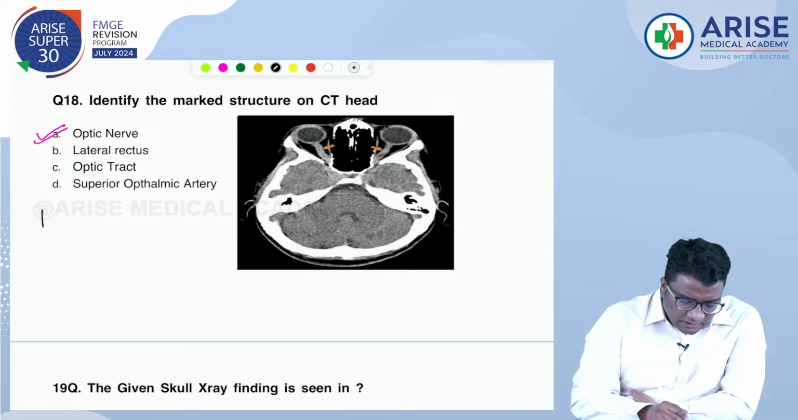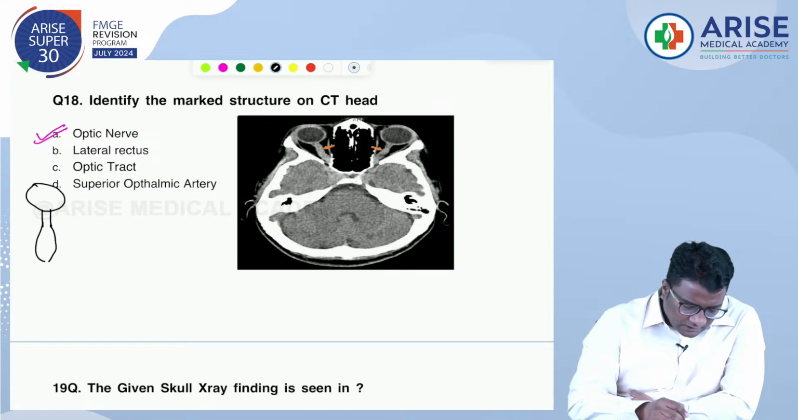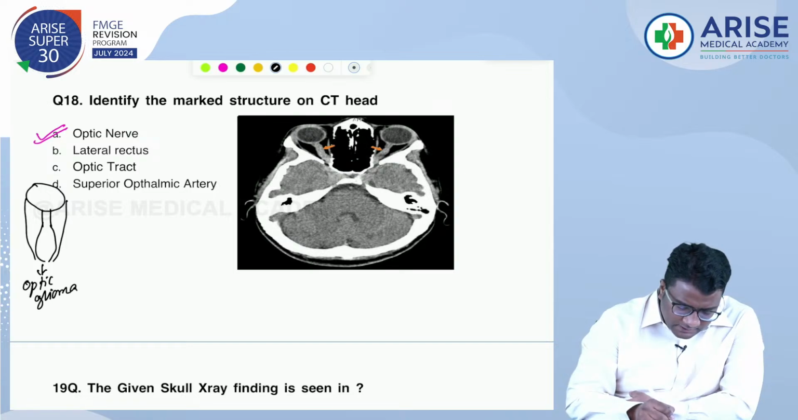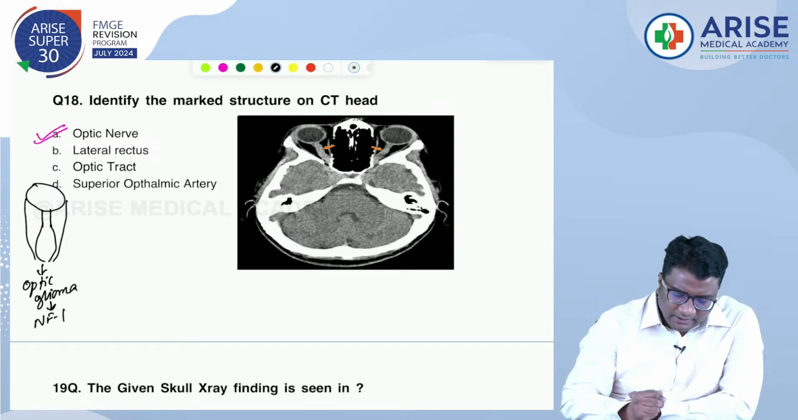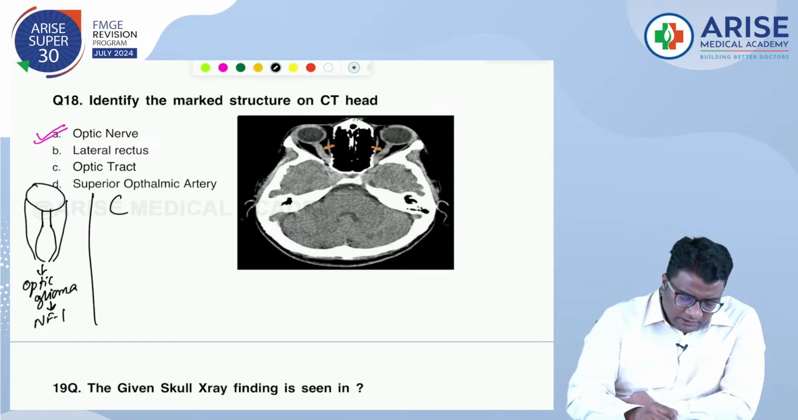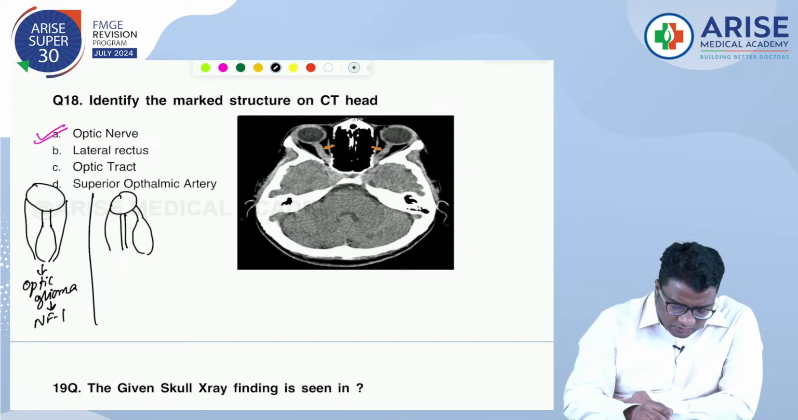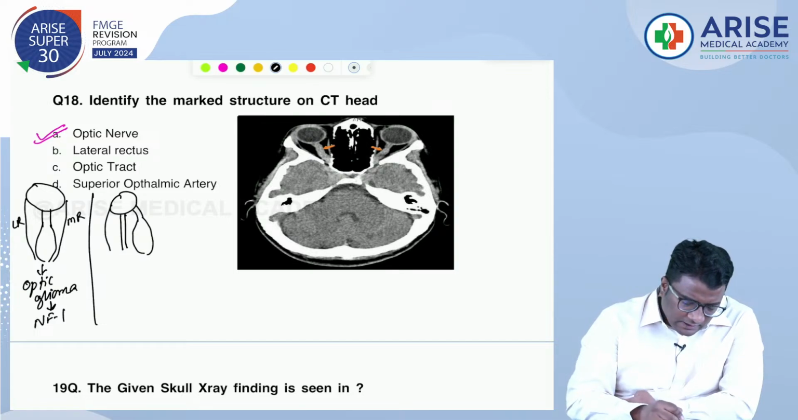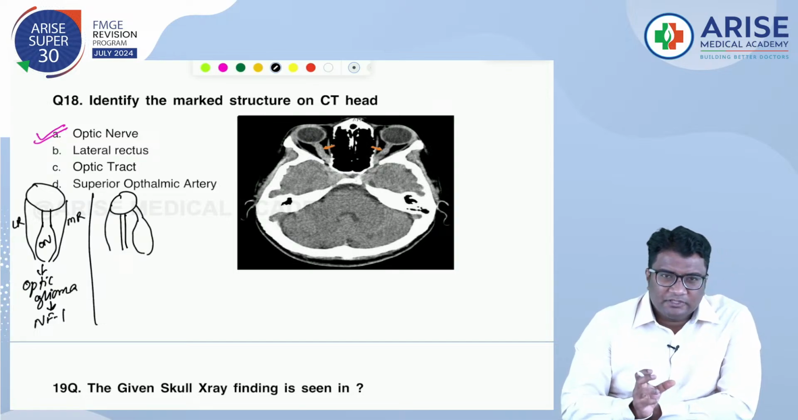So this is the optic nerve, and these are the recti. If the optic nerve shows fusiform enlargement, this is optic glioma. And optic gliomas are more common in NF1. This is the lateral rectus, this is the medial rectus, and this is the optic nerve. If you are seeing fusiform enlargement of the optic nerve, this is optic glioma.